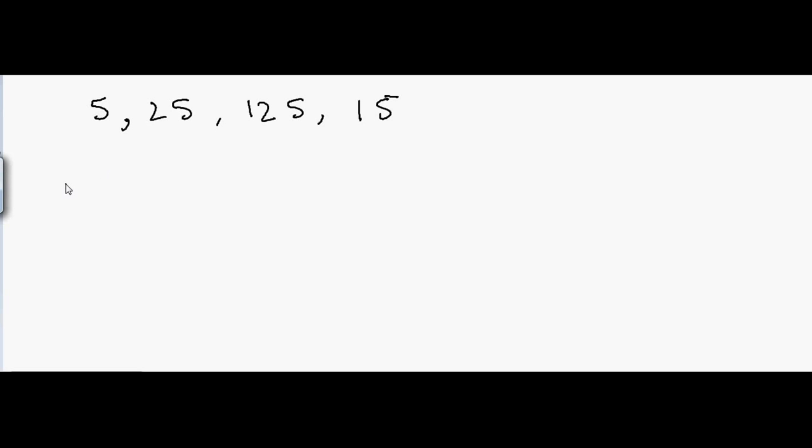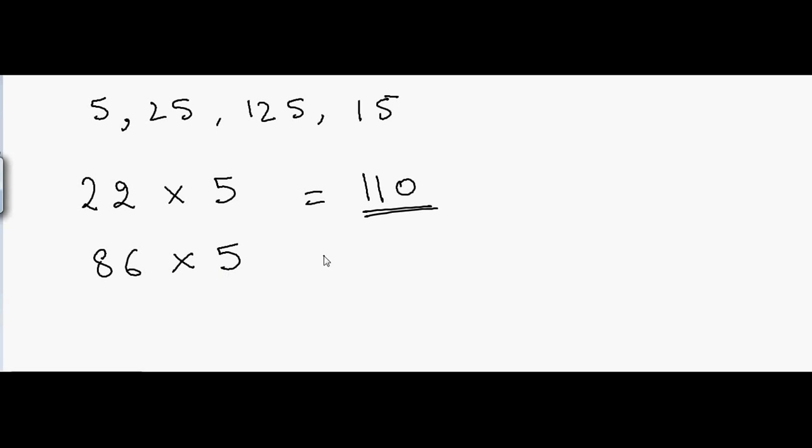So let's do the first, multiply by 5. Suppose I have the number 22 and I want to multiply it by 5. All I have to do is divide 22 by 2, that will be 11, and then put a 0 in the end. So that will be my answer. Again, let's say I have 86 and I want to multiply it by 5. I divide 86 by 2, which is 43, and then put 0 in the end, so that will be 430.